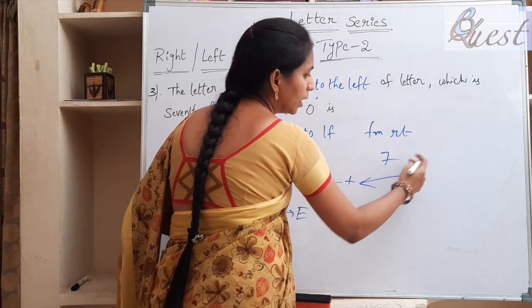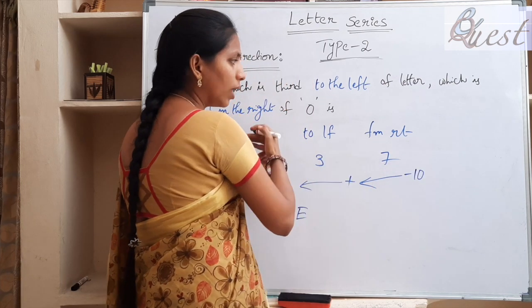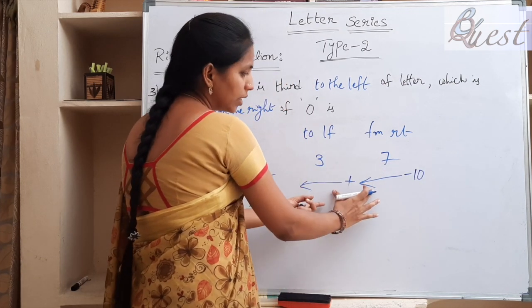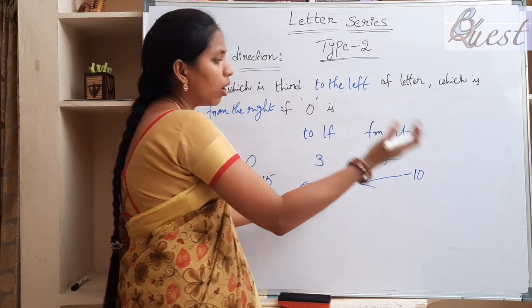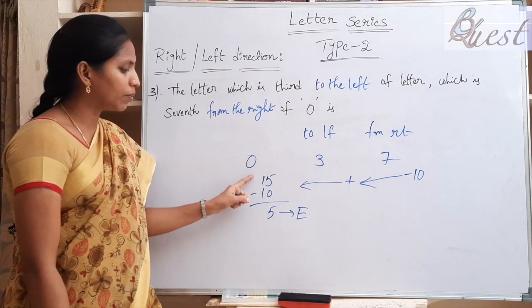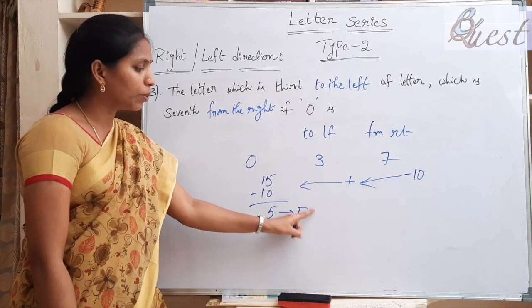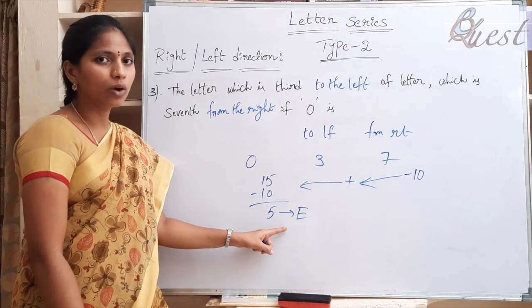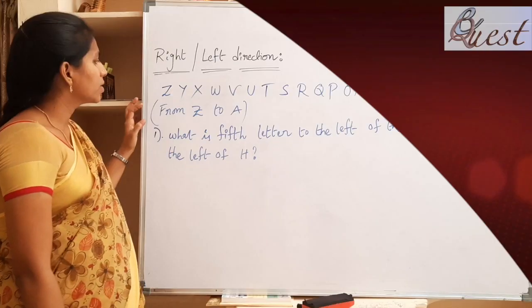Why do we take a negative here? Here to left and from right. This is opposite to the normal order of alphabets. So take negative, then subtract 10 from this 15, we get 5. Then the 5th position letter is E. Okay.